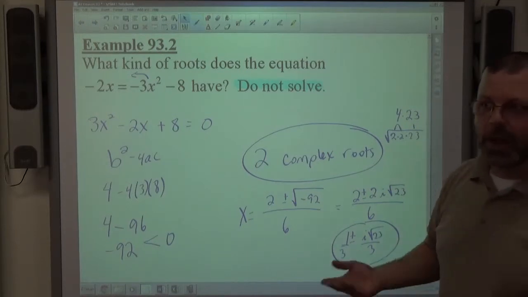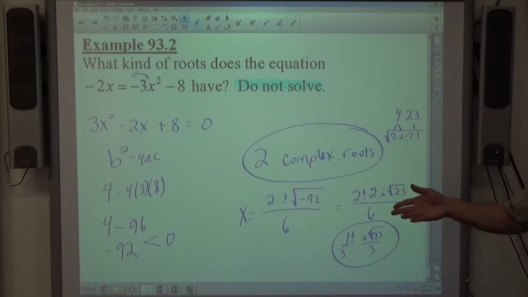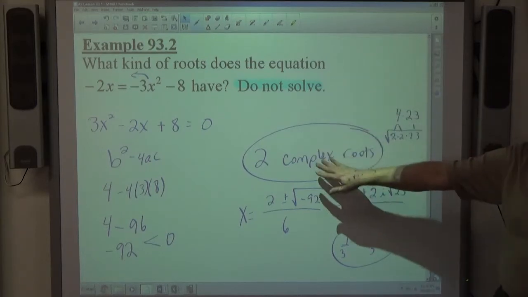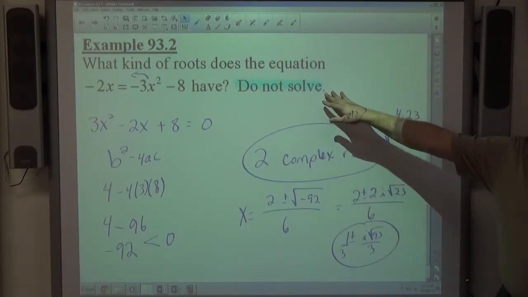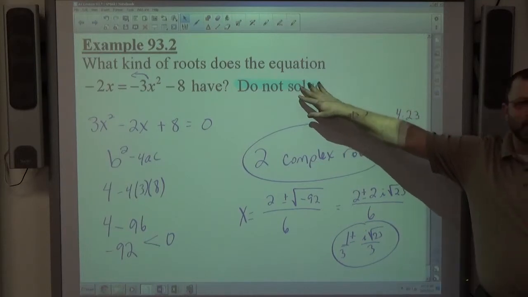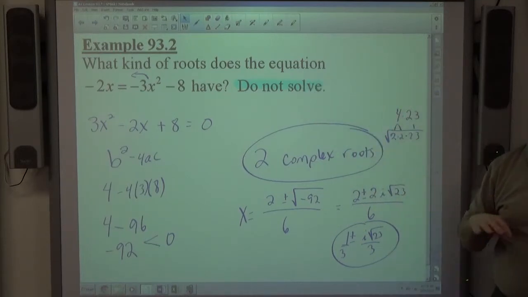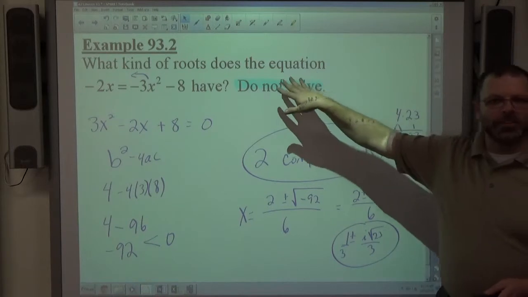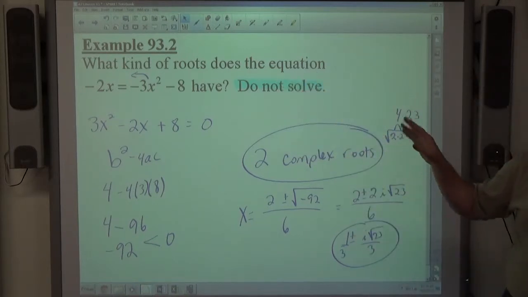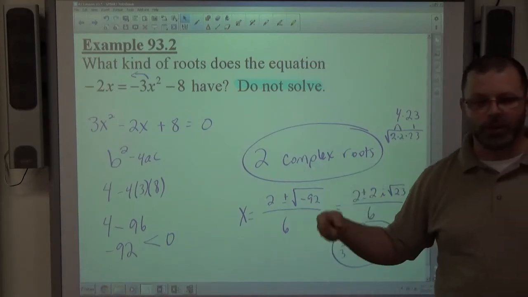Just keep that in mind. If they do ask you to solve, that's all that's left to do. All they're asking for is kinds of roots. If it just says that, even if it says do not solve, only solve it if it says, oh, by the way, solve it all. All right? Most of the time they say do not solve, or they say nothing. If it's asked for the kinds, I'm just looking for that type of answer. 2 reals, 1 real, 2 complex.